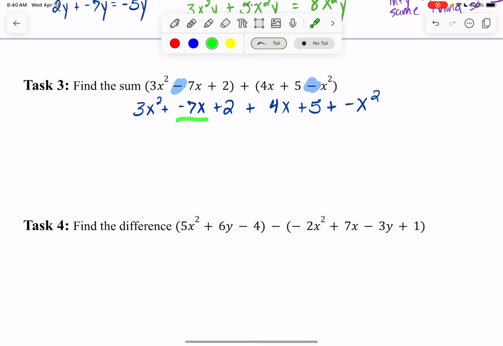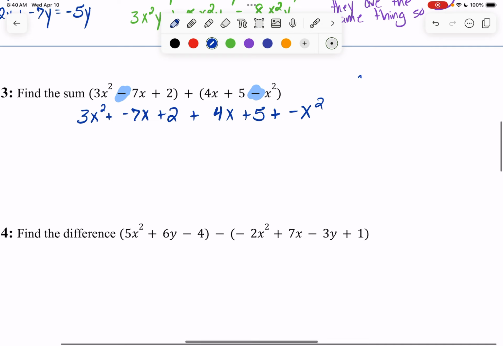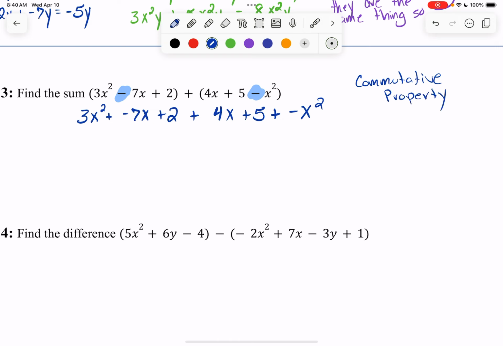So once I rewrite these subtracts as addition, I can rearrange these however I want because of, again, that commutative property. So I can rearrange and put the x squareds with the x squareds and add those first. Okay, so I'm taking a 3x to the second and a negative 1x to the second. 3 plus negative 1 is 2, so I would have 2x to the second. So I have those taken care of.